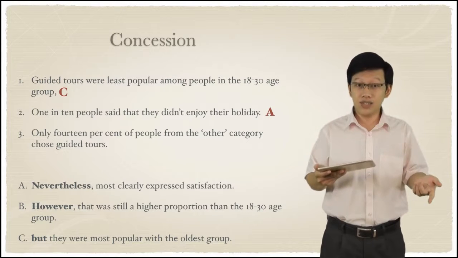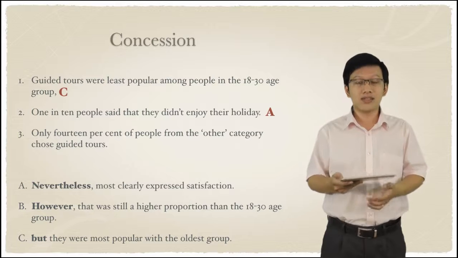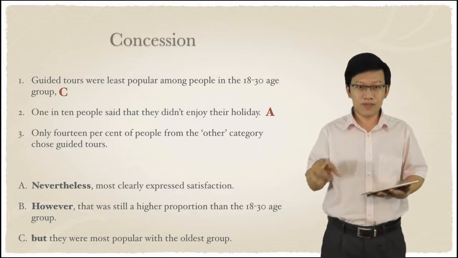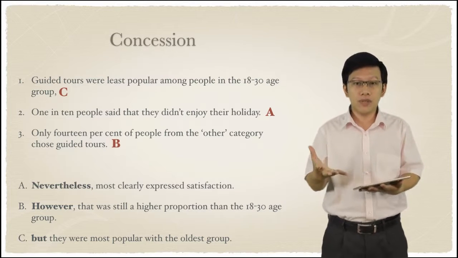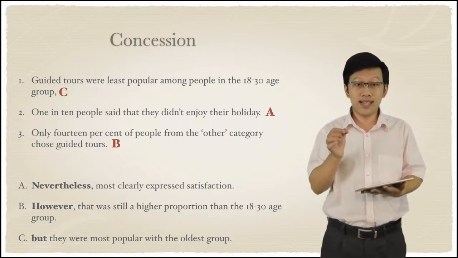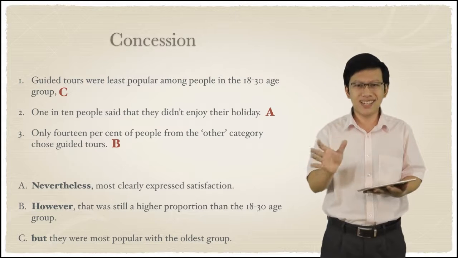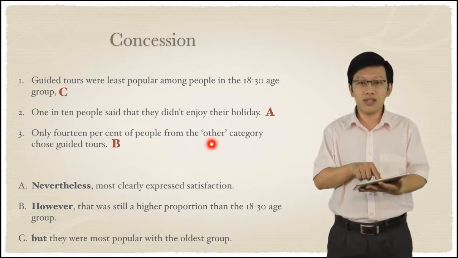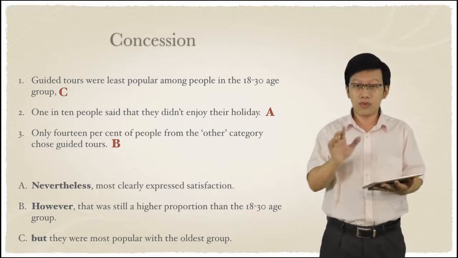Number 2, it's going to be A. 10% of people said they didn't enjoy their holiday, nevertheless, most expressed satisfaction. So they are both talking about satisfaction. Didn't enjoy and enjoy. And number 3 must be B. 14% of people from the other group chose guided tours. However, this shows a higher proportion than the age group. So they are comparing between the other category and the 18-30 age group, right?